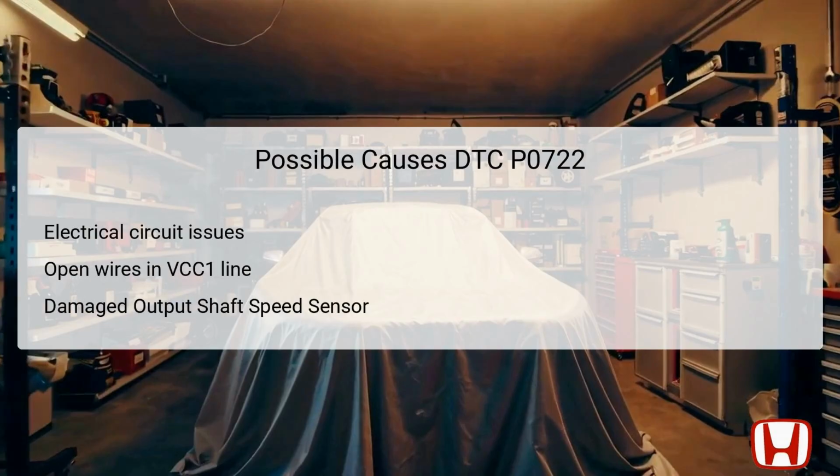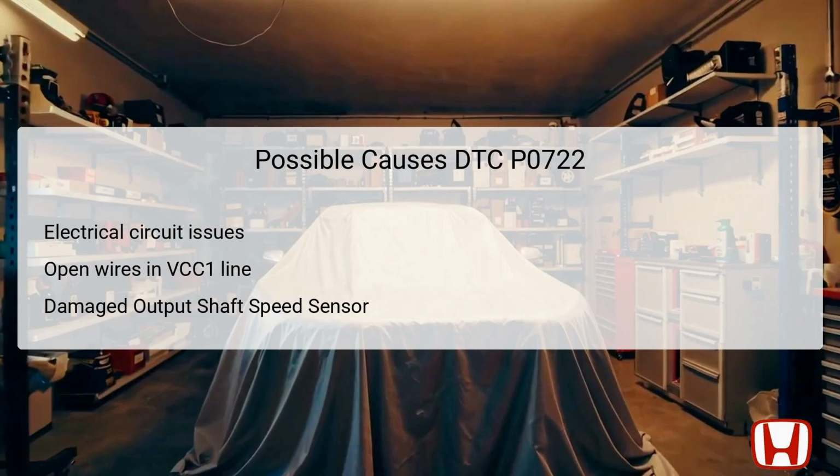The primary cause of DTC P0722 is an electrical circuit problem, and it's essential to note that this issue does not stem from mechanical faults within the transmission system. Typically, the first aspect to check is the VCC1 line, which may have experienced an open circuit. If the wires connected to the output shaft speed sensor are damaged or disconnected, this can prevent the sensor from sending signals to the PCM, powertrain control module.